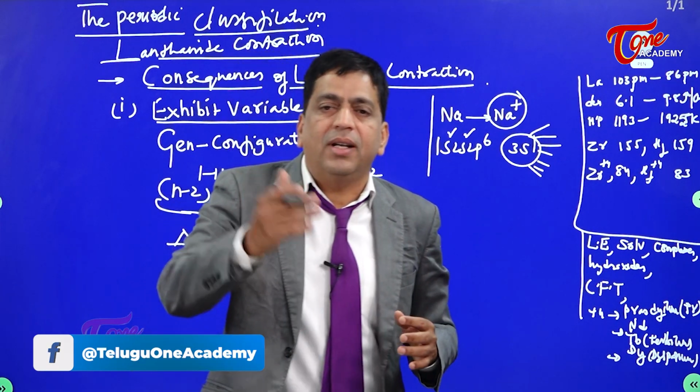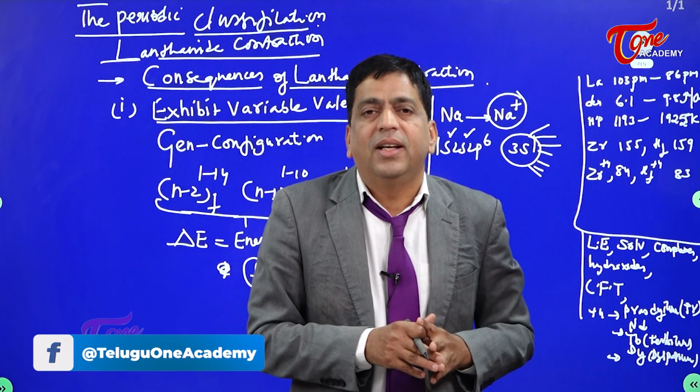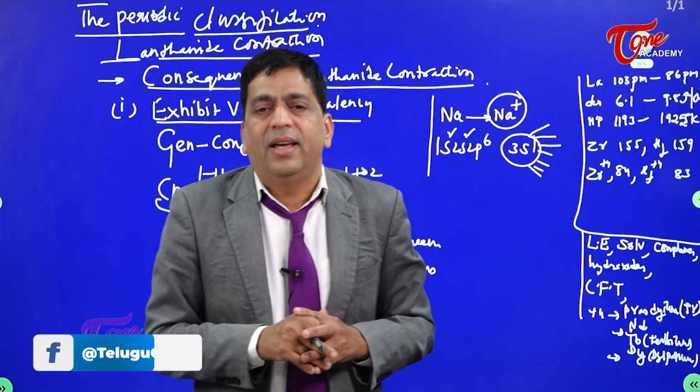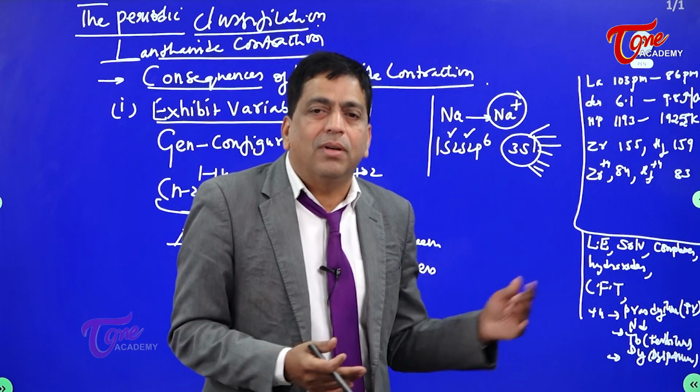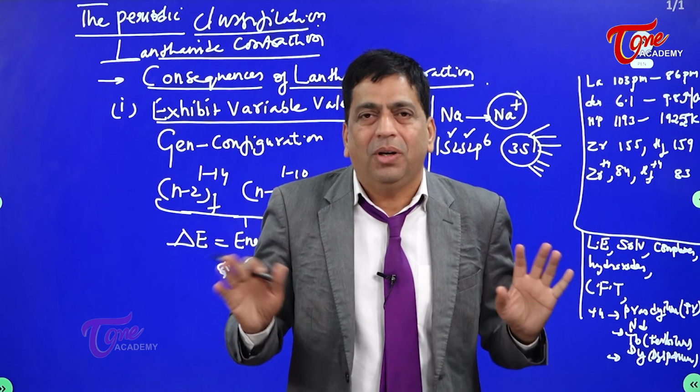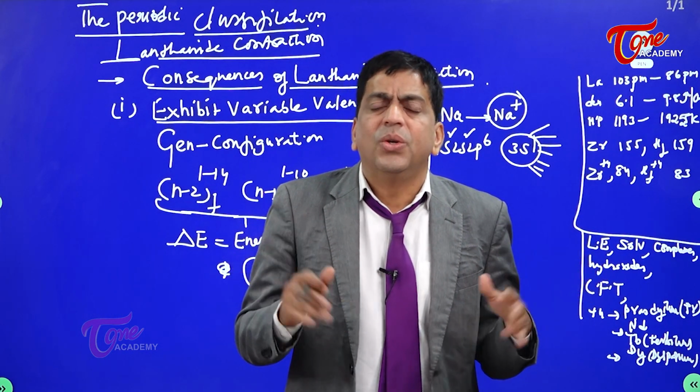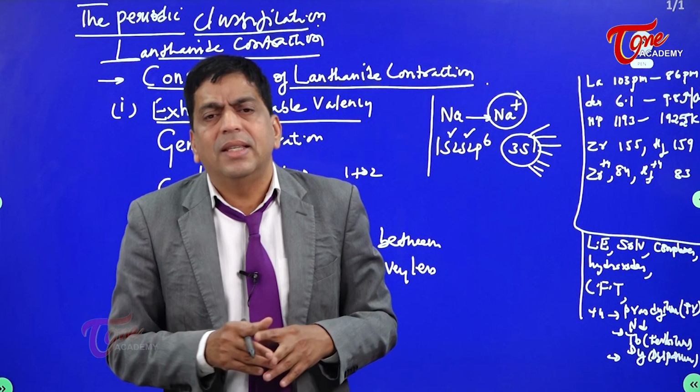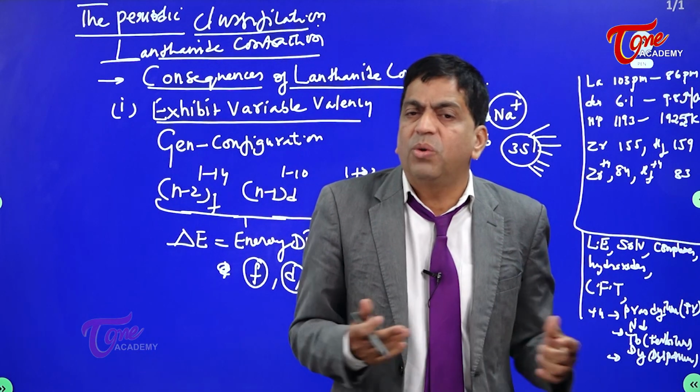Rather we get a jump in ionization potentials, you must understand. It is basically very, very high. So removal of the second electron seems to be absolutely not possible. So sodium will show only monovalency. All alkali metals will show monovalency.